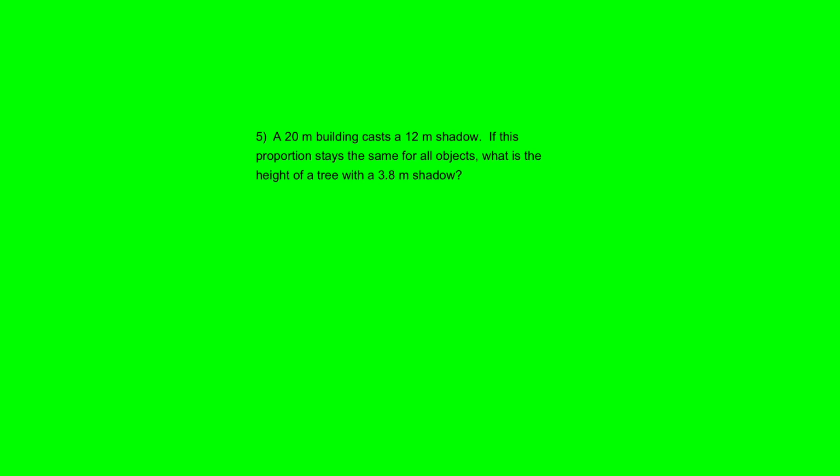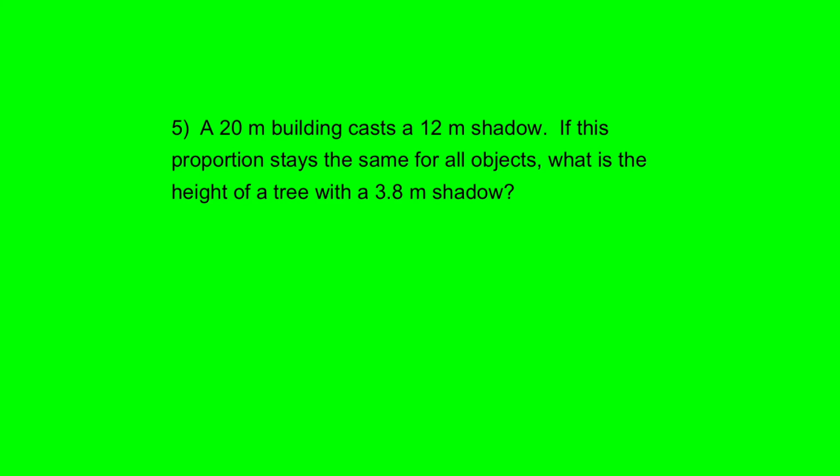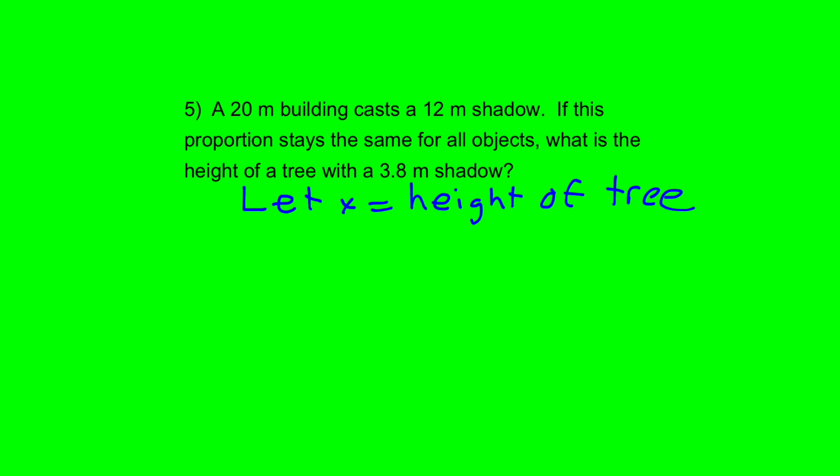Okay, let's look at one last problem that follows this idea where the numbers don't work out nicely. It says a 20-meter building casts a 12-meter shadow. If this proportion stays the same for all objects, what is the height of a tree with a 3.8-meter shadow? So we would start off with our unknown, let X equal height of tree. And what we're comparing here is object to shadow.